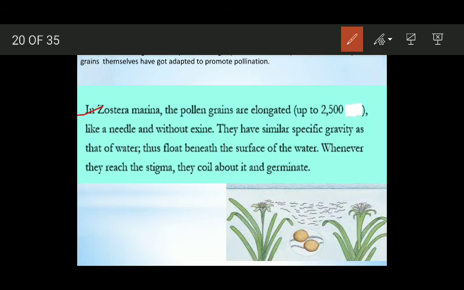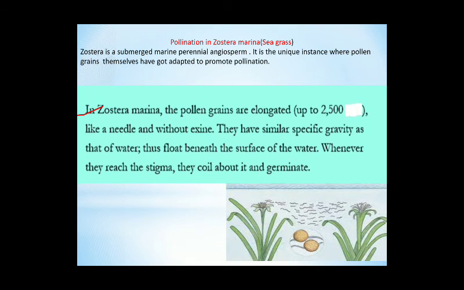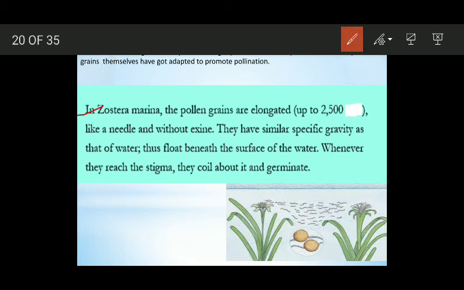In this plant species, the pollen grains are elongated. They are long. They can be up to 2500 micrometers long. They are like a needle, and these pollen grains are without exine. Remember, in Zostera marina, the pollen grains are elongated like needles. They have similar specific gravity as that of the water. Because of similar specific gravity as that of the water, they remain underwater.